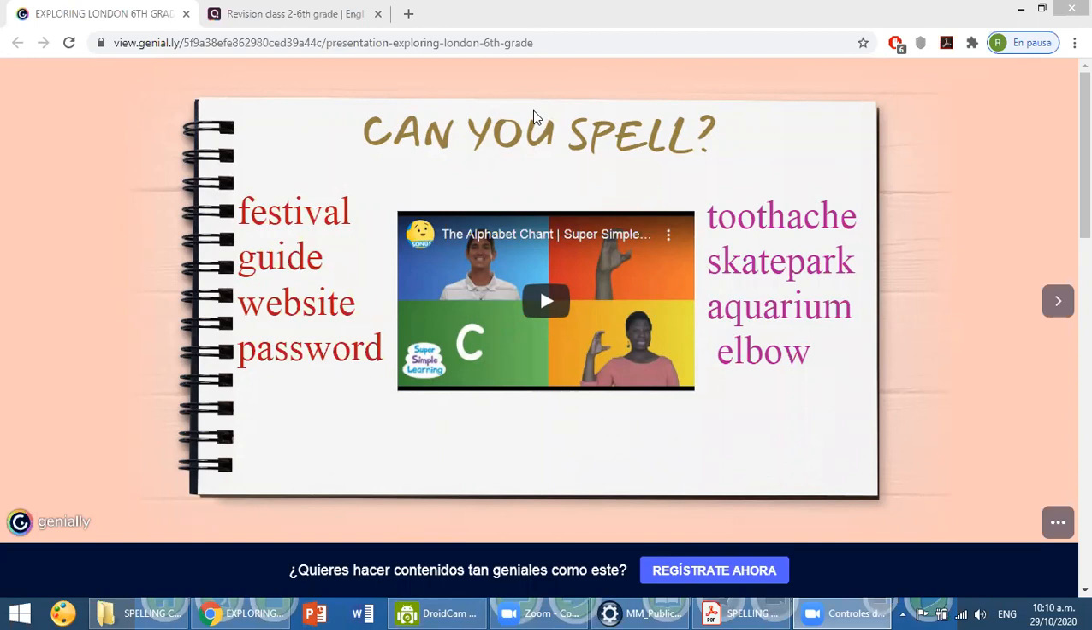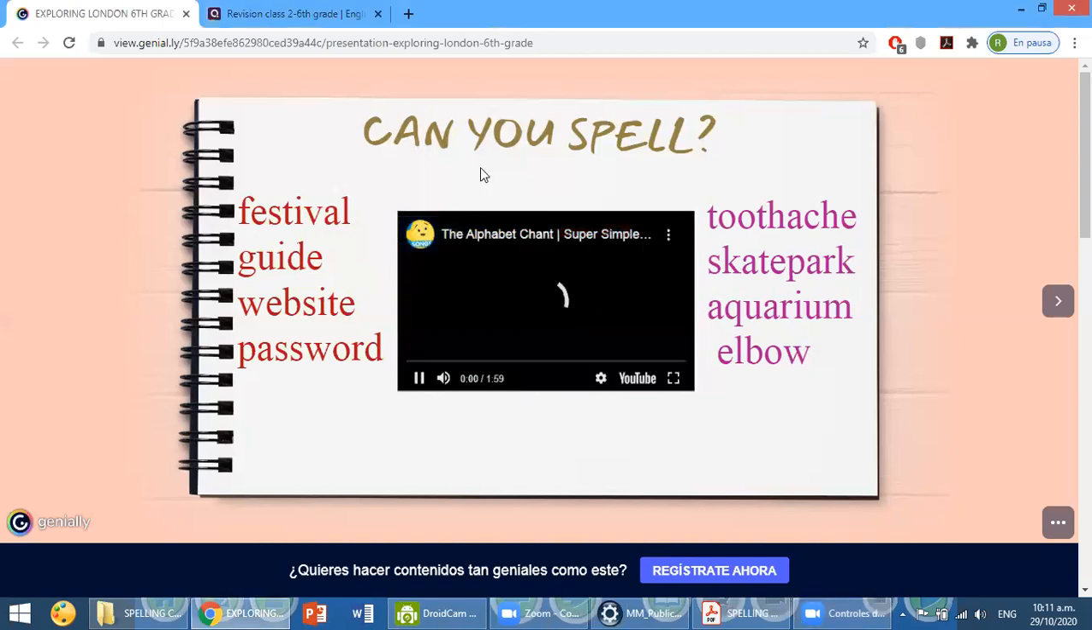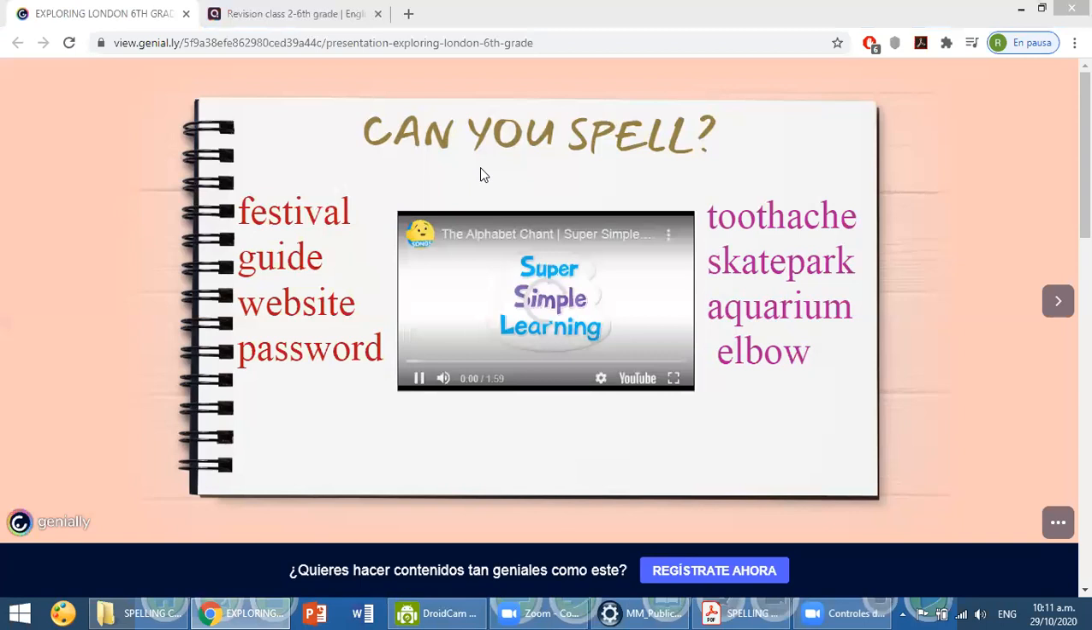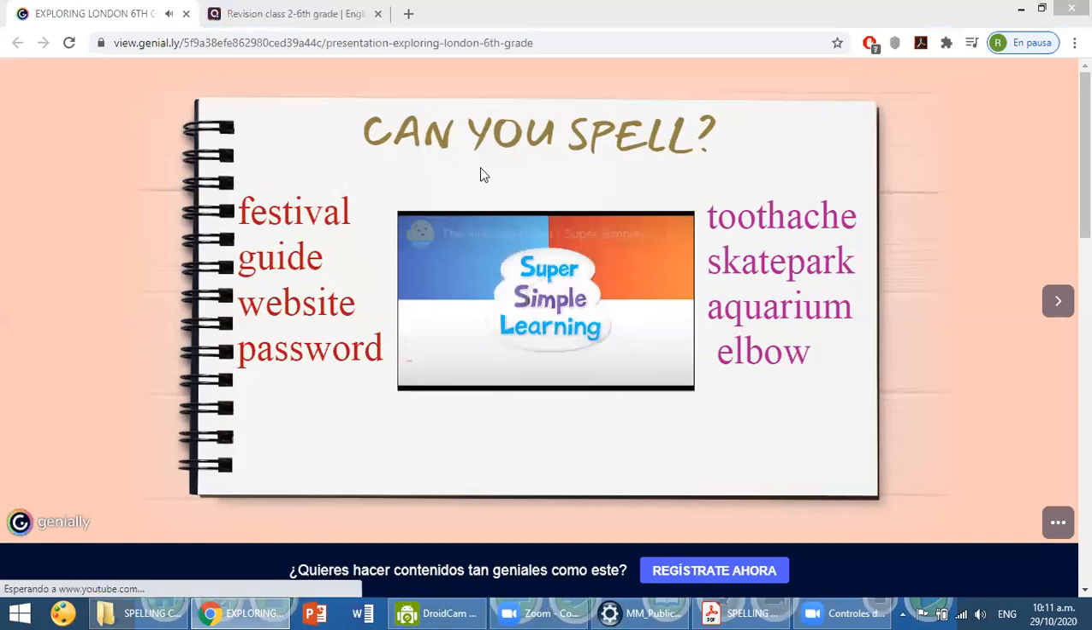A revision of the alphabet first, for spelling. Listen, please, you know this, no? The alphabet. And you repeat the letters, okay? A, B, C, D, okay? You repeat the letters. Open your microphones, please.